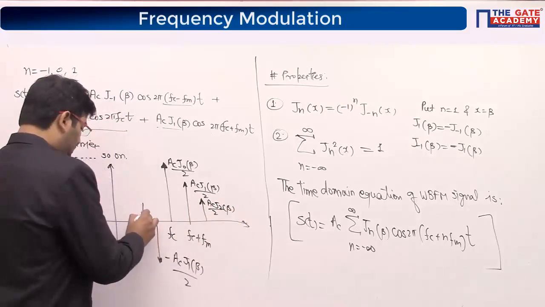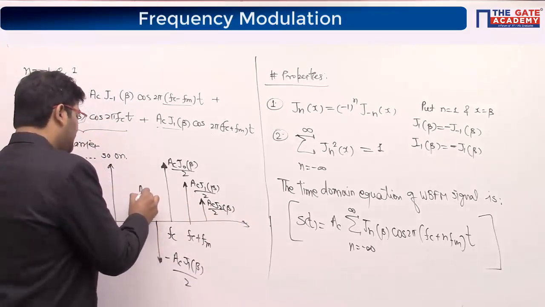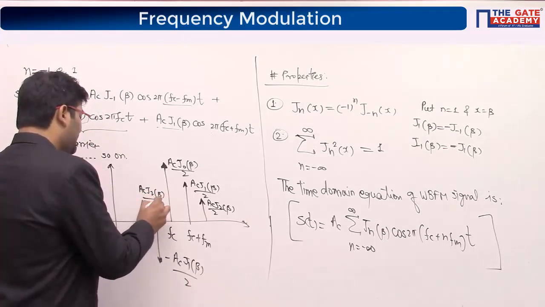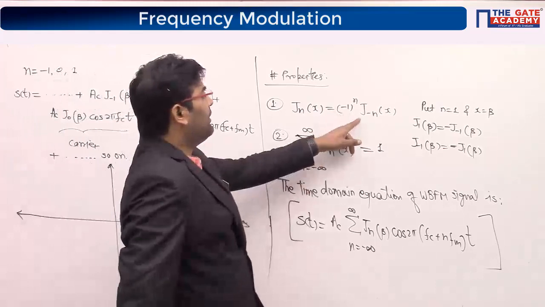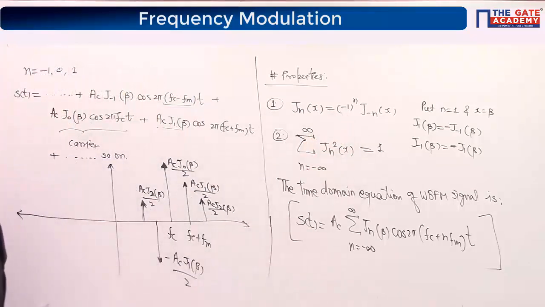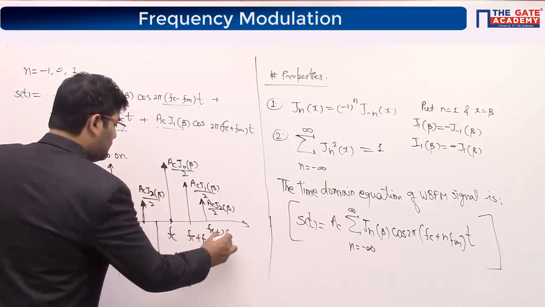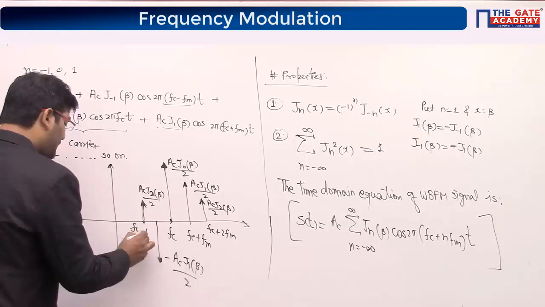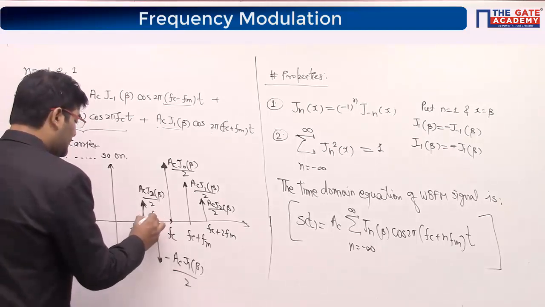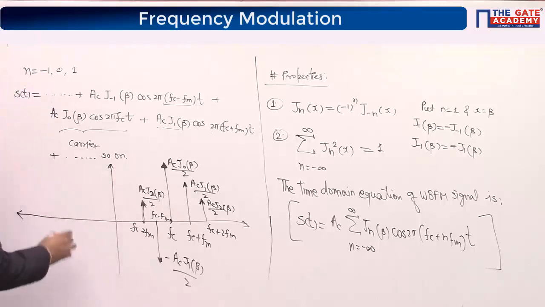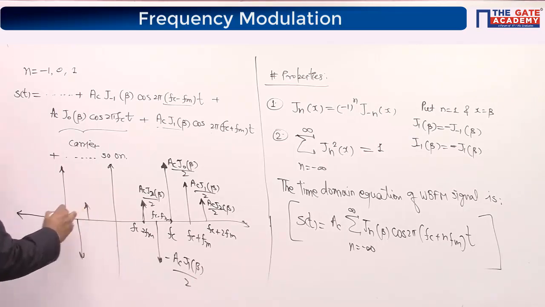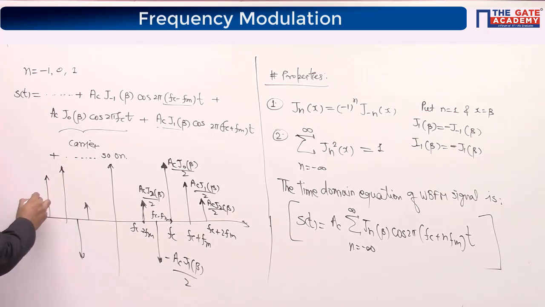Similarly, you will have another impulse, but since it is Ac J2 beta by 2, it will be on the top side, right? It will also be Ac J2 beta by 2 because the power is even. Even power will not do anything here, right? Minus 1 to the even power is positive only. So guys, you can clearly see that this is fc plus 2fm, this is fc minus 2fm, this is fc minus fm. And similarly, you can have the mirror images, something like this. Clear?